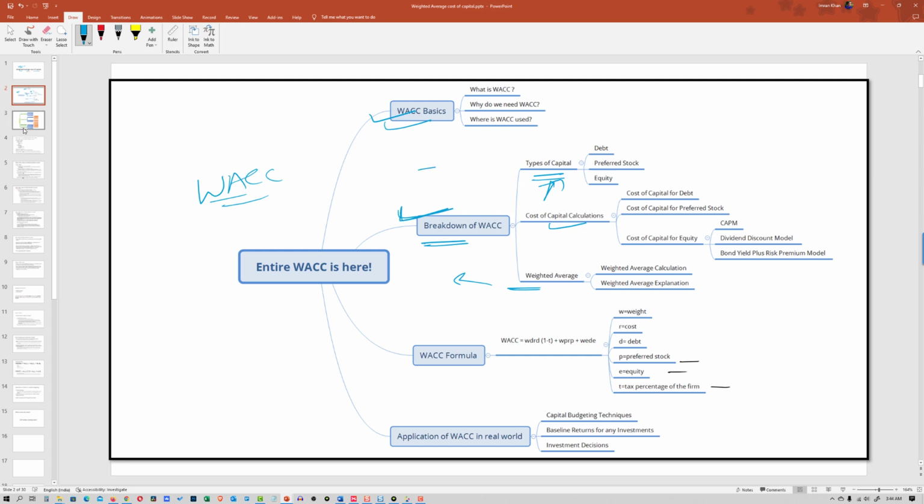And with this knowledge together, we are going to derive this formula ourselves. You will learn that in a moment. And we'll also quickly talk about where we can apply this WACC in real world situations.